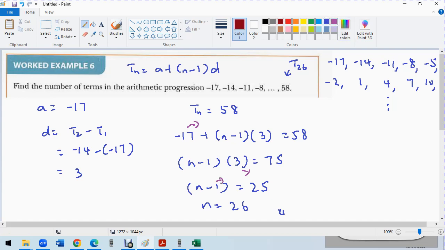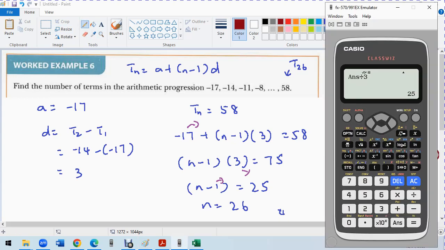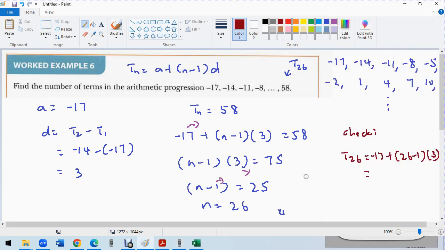So if I want to check the answer, T26 is -17 plus 26 minus 1 times 3. This one is -17, not 3. So -17 plus 25 times 3, 75, equal to 58.